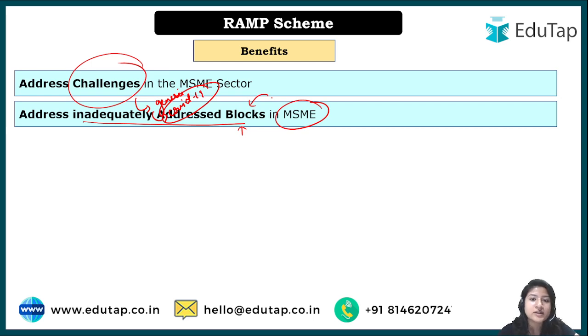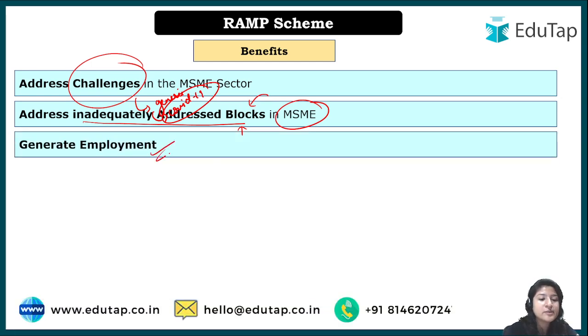See, this program does not only talk about the generic problems of MSME, or only about the problems that were faced during COVID-19, but it is a mixture of both, right? Next one is generate employment, because here we're talking about generic challenges also. So as it would provide market access and credit facilities, of course, many people would also be attracted towards the MSME and they would start their own business, right?